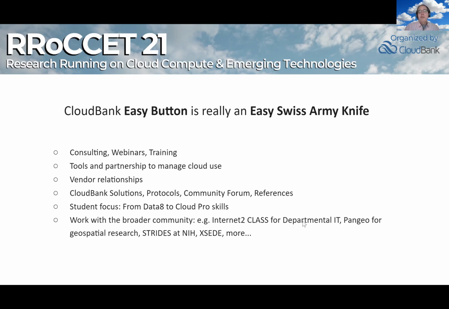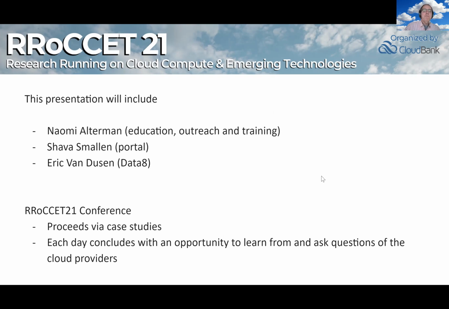There are other programs like, for example, PanGeo, which is an implementation of technologies on the cloud that's oriented towards geospatial research, but has broader applicability in other fields. You have a program called STRIDES at the National Institutes of Health, which is sort of analogous in some ways to CloudBank. You have national resources programs like RRoCCET and so on. So again, CloudBank exists in this larger context, and that's really an interesting thing to try and be able to connect people to resources.